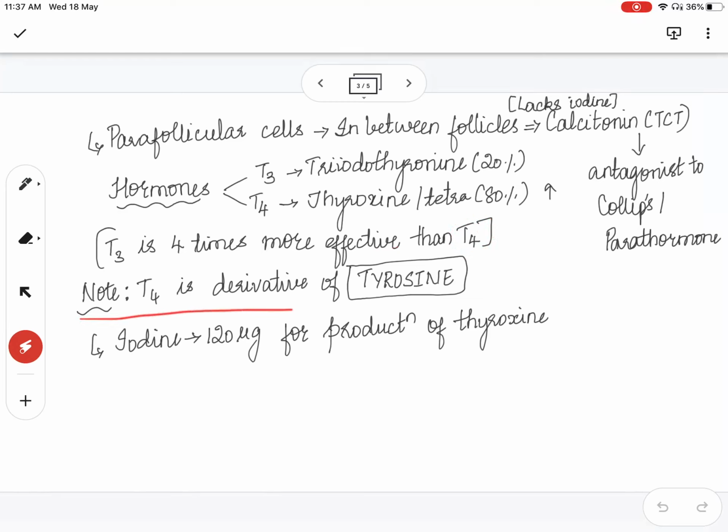Okay, most important point to remember in the form of a note I've mentioned, that is T4. Thyroxine is a derivative of which amino acid? And the answer is tyrosine amino acid.